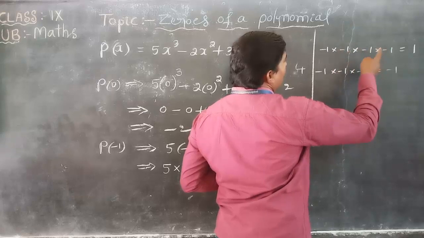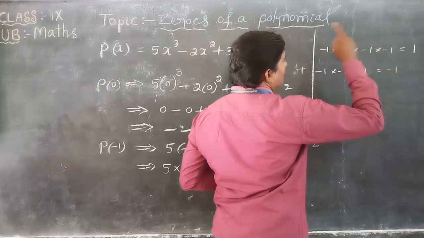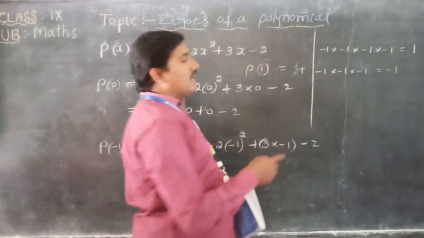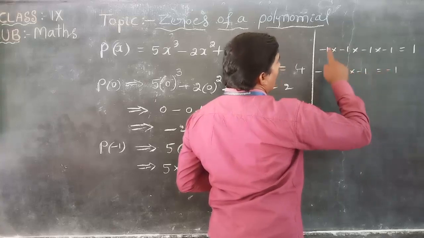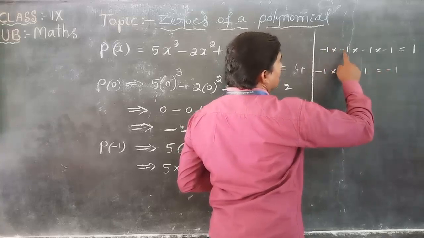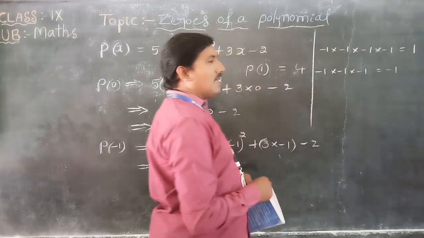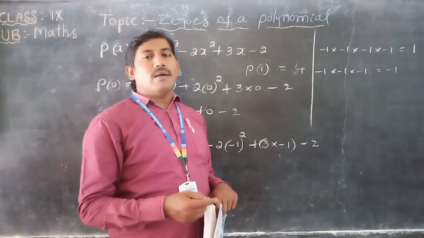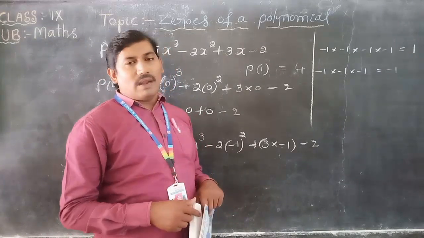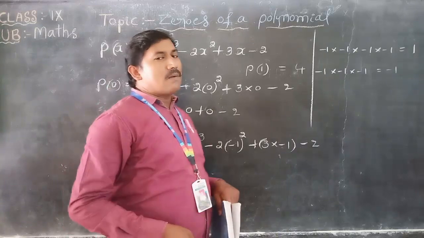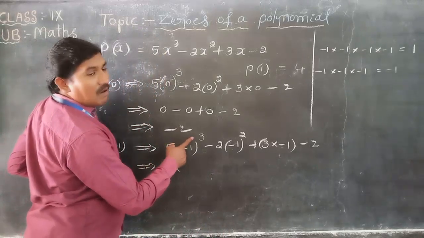Multiplying an even number of times, we get plus. 1, 2, 3, 4, plus 1. Minus into minus is plus, plus into minus is minus, minus into minus is plus. Like that. So multiplying minus 1 an odd number of times, we get minus 1. Multiplying minus 1 an even number of times, we get plus 1. Like that only, here also minus 1 whole cube is an odd number of times.